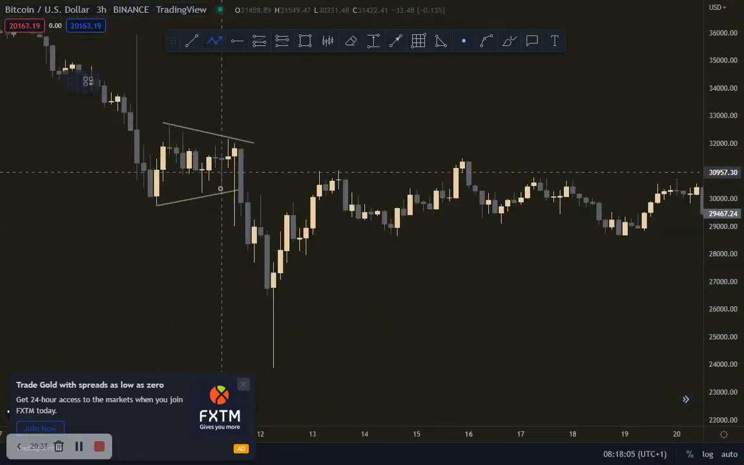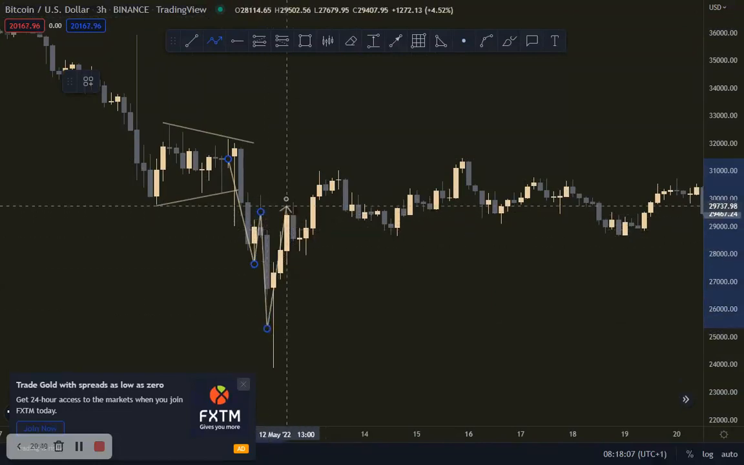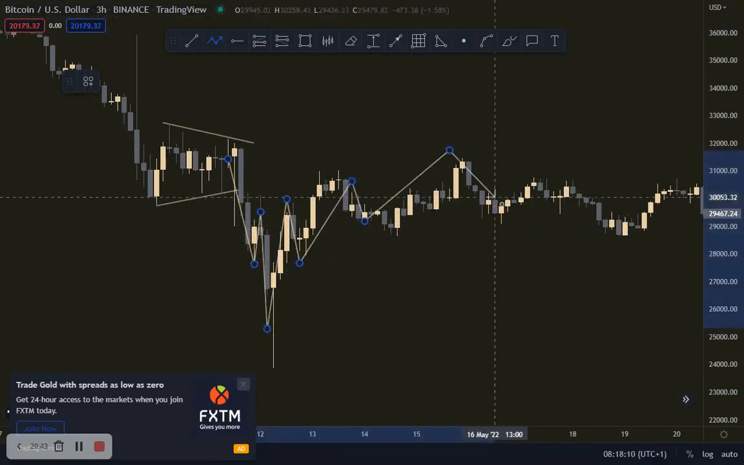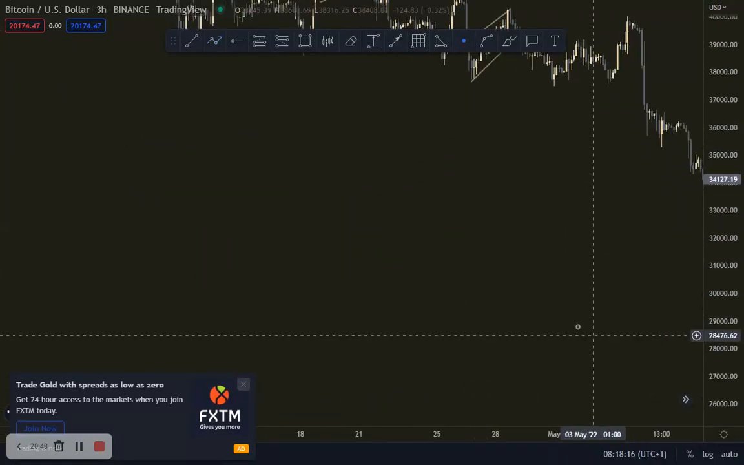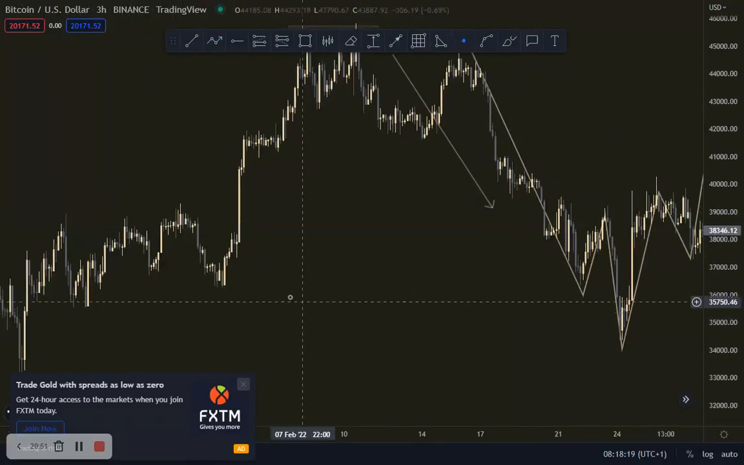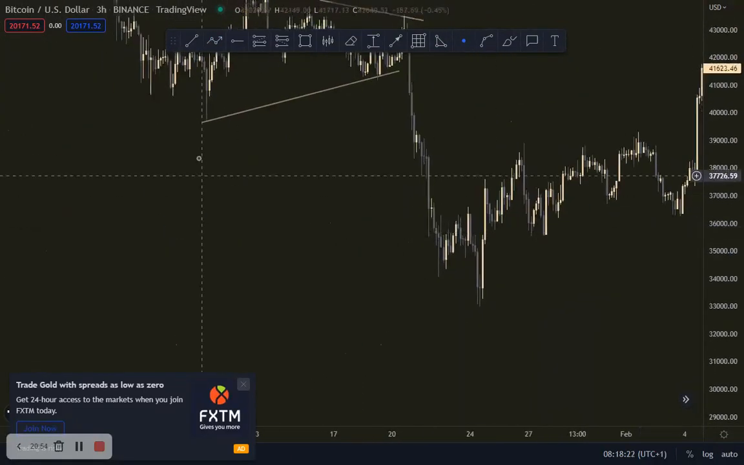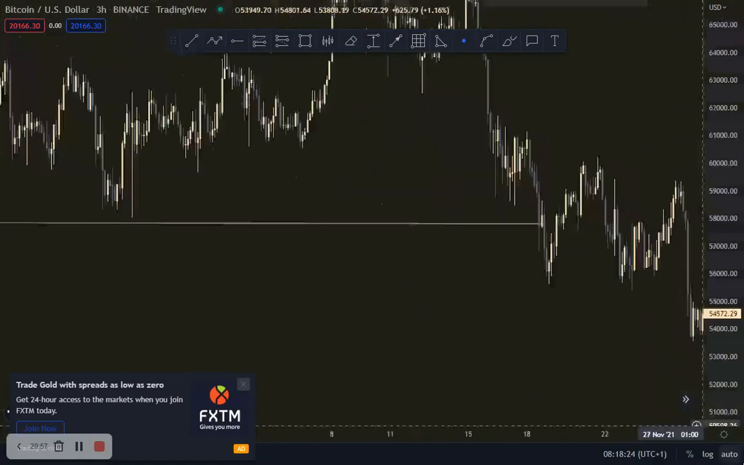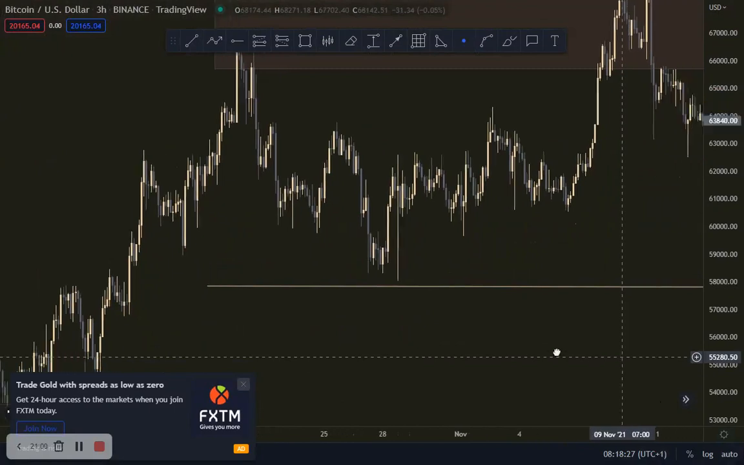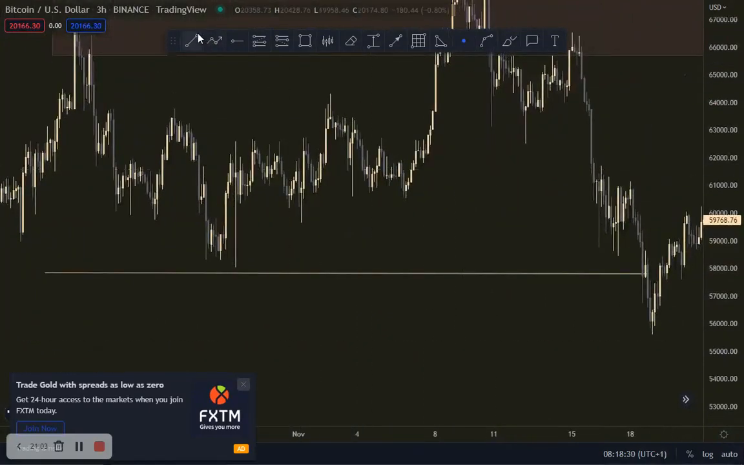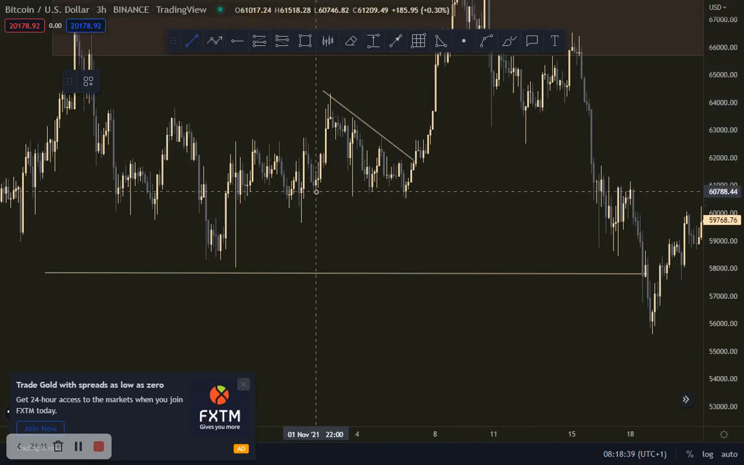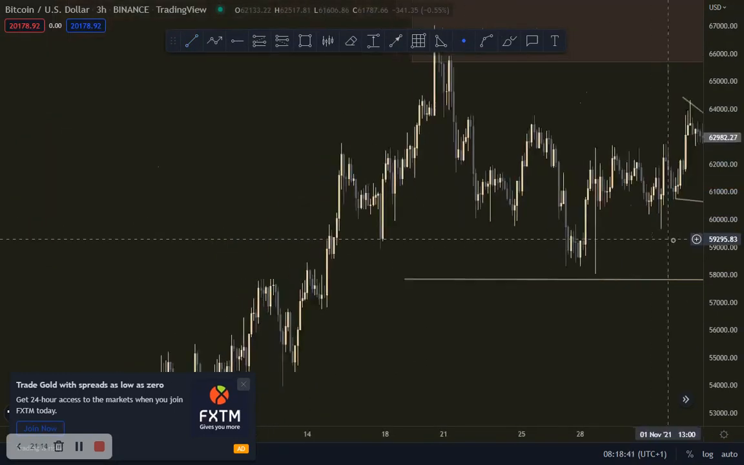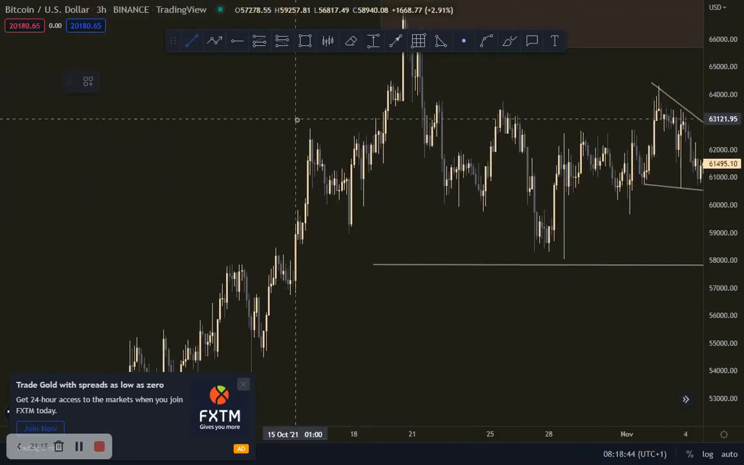This inverse head and shoulder, what happened? Price moved to the upside, right? Let's scroll back. So this is a wedge pattern. This is a wedge, right? This is a wedge, and this is a flag.